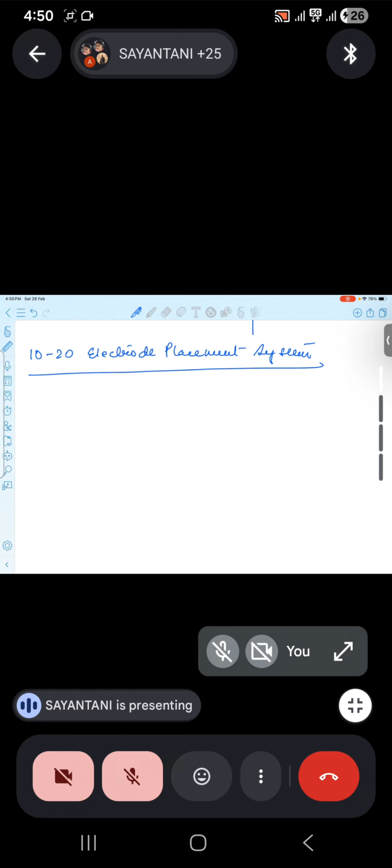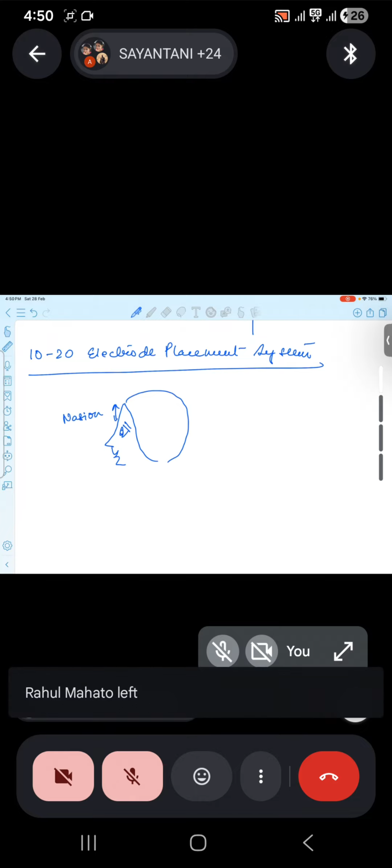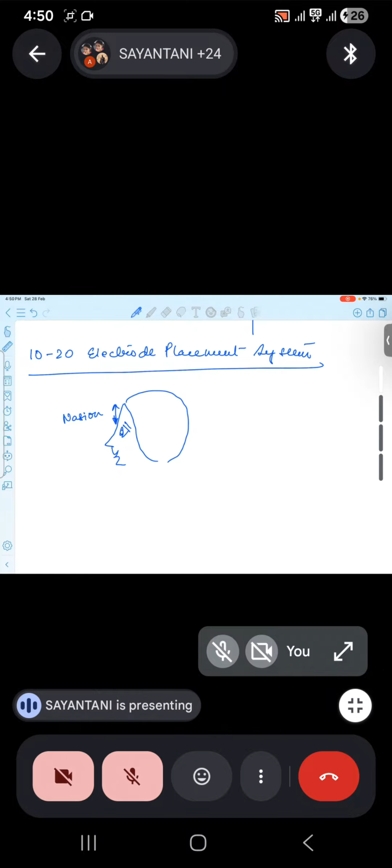So what does this particular standard signify? So if this is the subject, this particular region is referred to as the Nasion region. That means just above the nose and this particular prefrontal cortex till here, it is called the Nasion region. Okay. And at the back side of the skull, this particular region is referred to as the Inion region. Okay. These two terms are utilized.